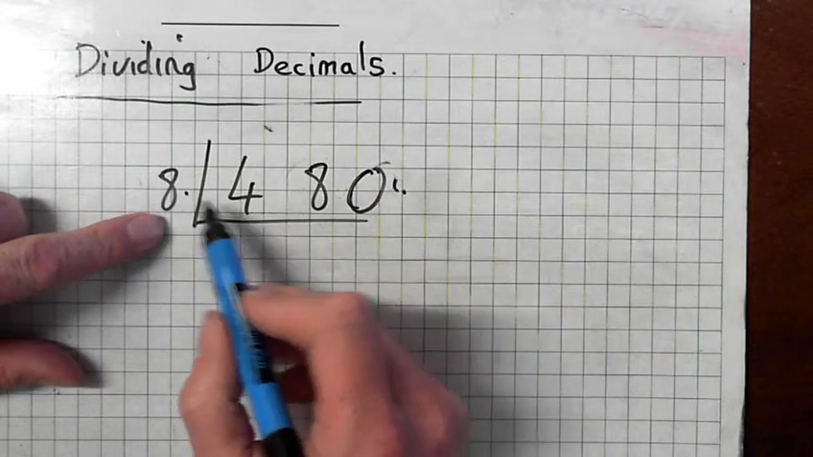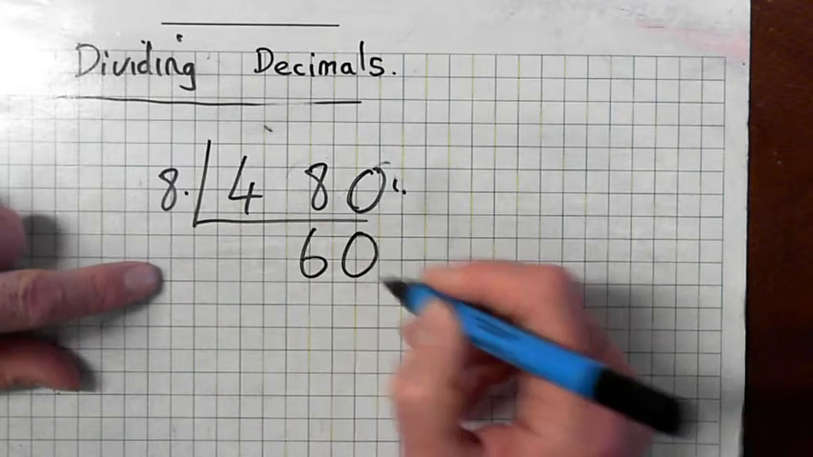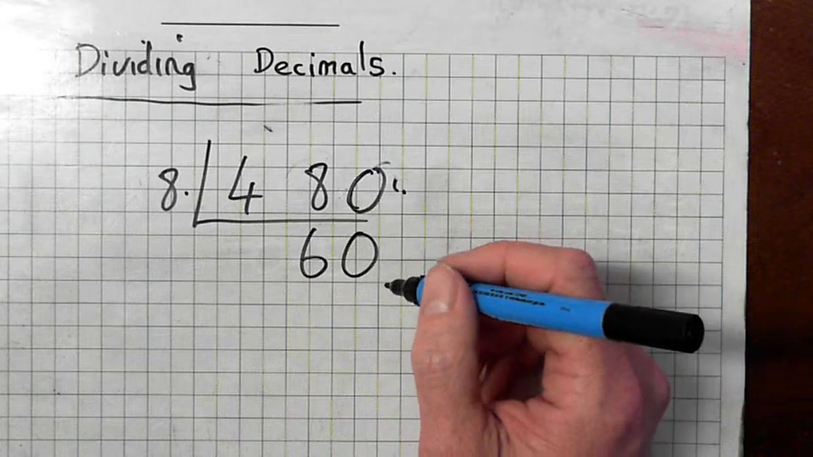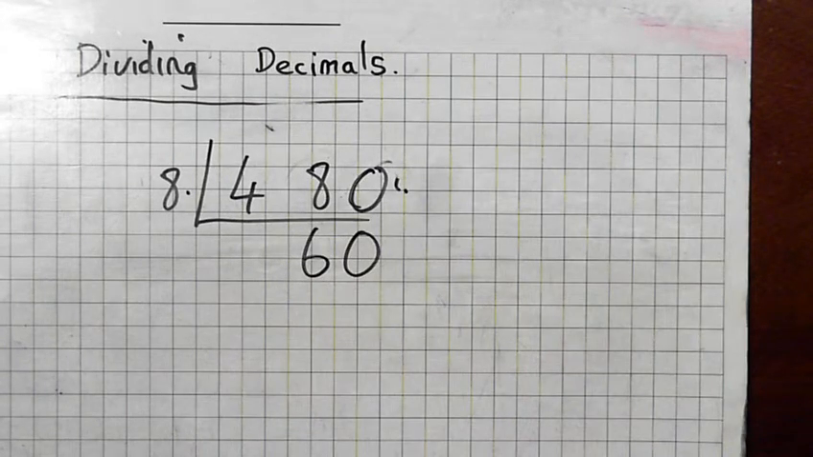8 into 4 doesn't go. 8 into 48 goes. 6 times. 8 into 0 won't go. The answer is 60. Do you understand? Right. Is there anybody who doesn't understand that at this stage? No?